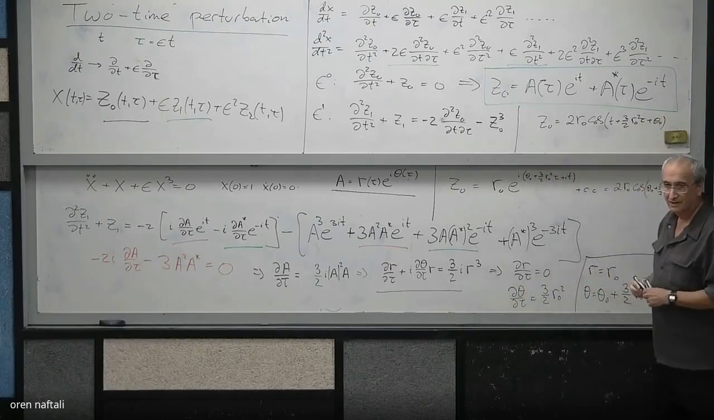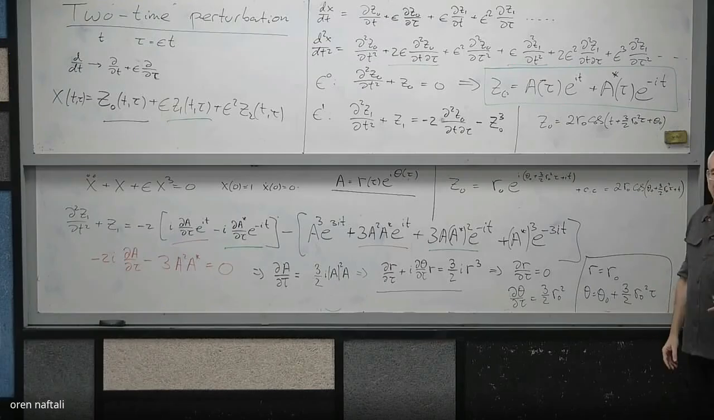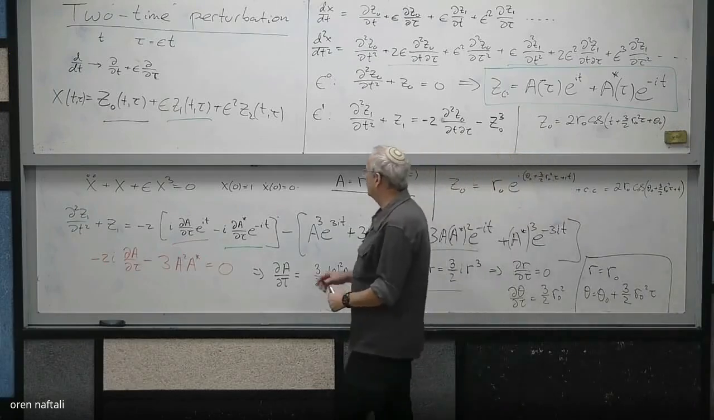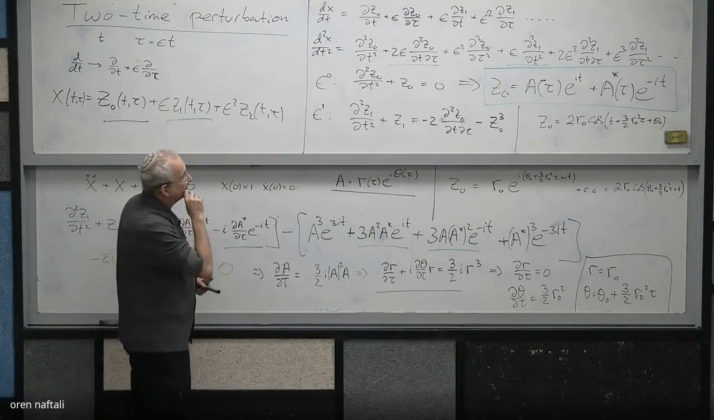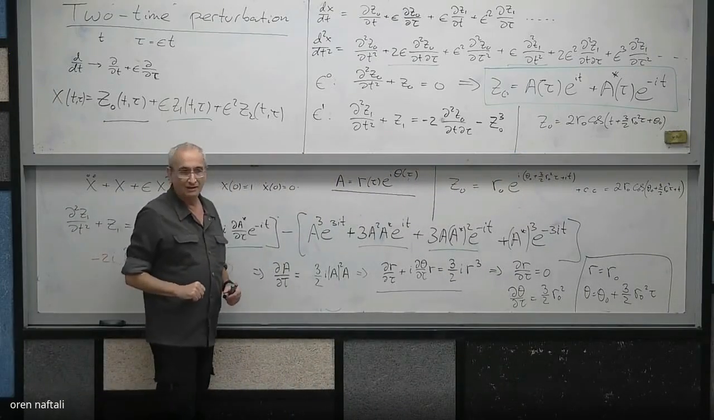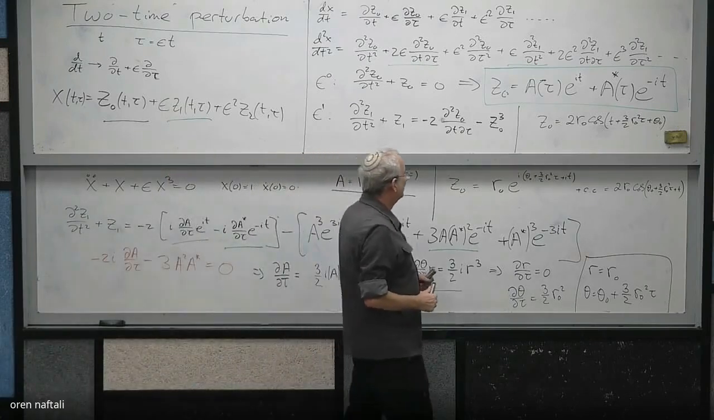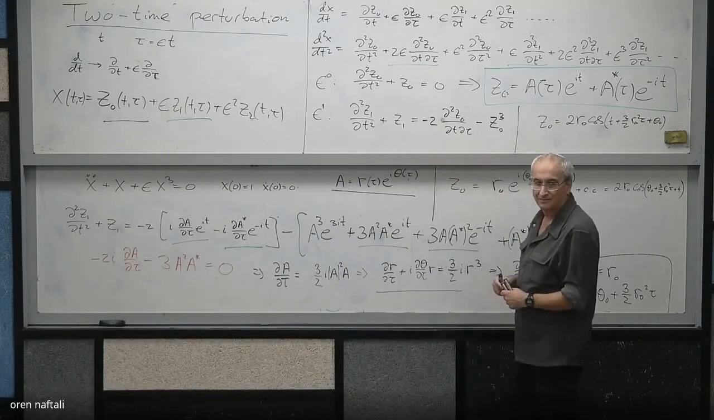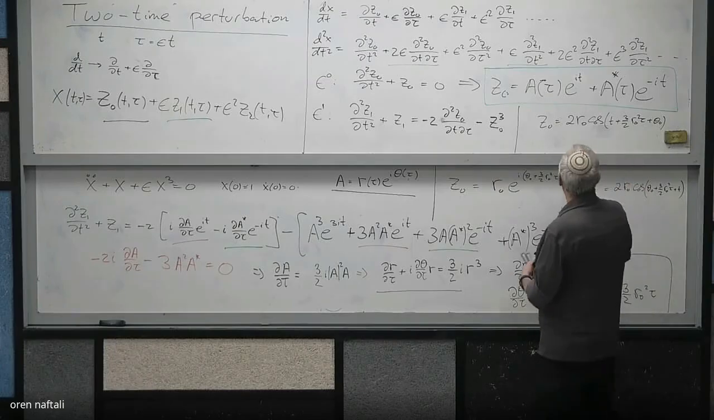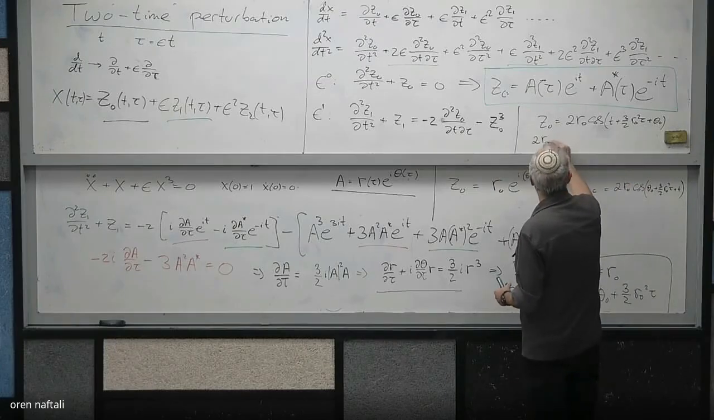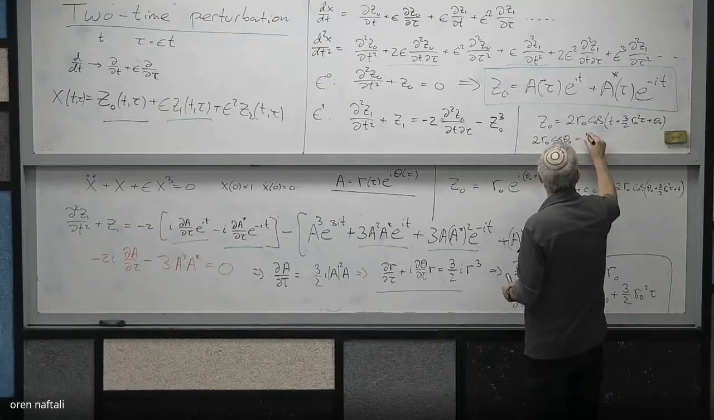Good. Now, after doing that, I will implement the initial conditions. Okay? And what are the initial conditions? The first initial condition is that at 0, I have 1. Clearly, when t is 0, tau is also 0. So I have one condition, which is 2r naught cosine theta naught must be 1.